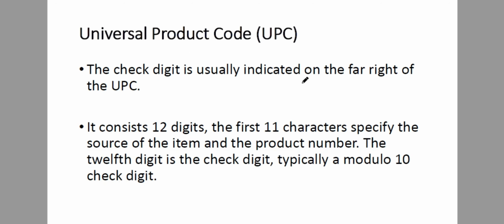Now, the check digit of the UPC is usually indicated again on the far right of the UPC. And take note of this, it consists of only 12 digits. The first 11 characters specify the source of the item and the product. The 12th digit, which is the check digit, is typically a modulo 10 check digit.